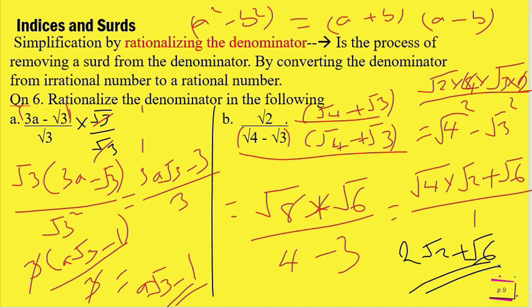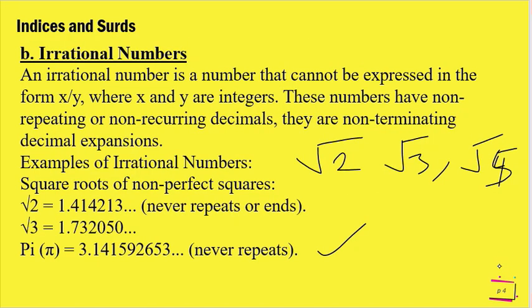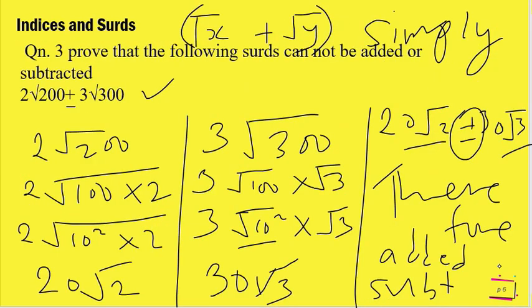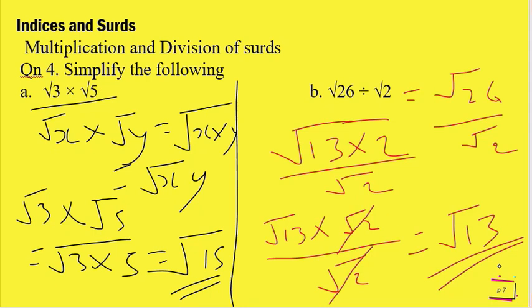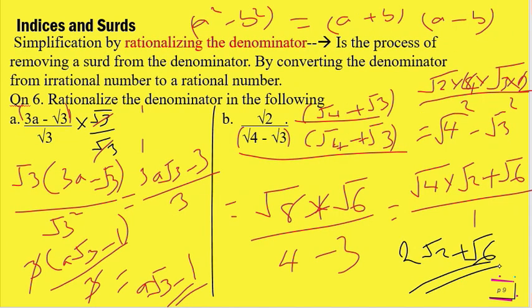You must simplify them for you to be able to add them. Number 2, you know what rational and irrational numbers are. Number 3, you already know how to multiply and divide surds. Then the other thing is that you already know how to expand surds. And finally, you already know how to rationalize the denominator.